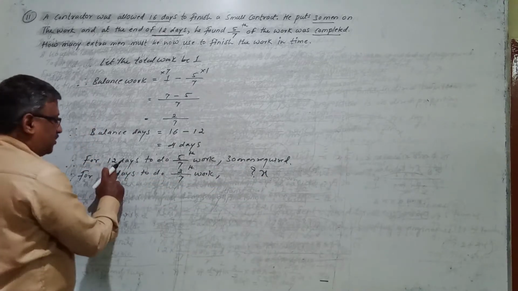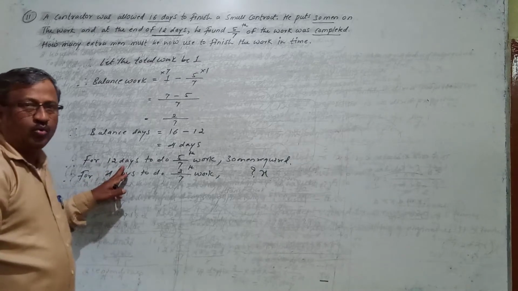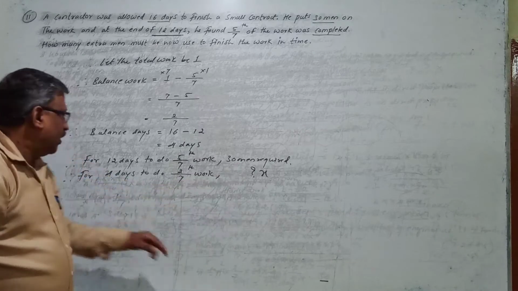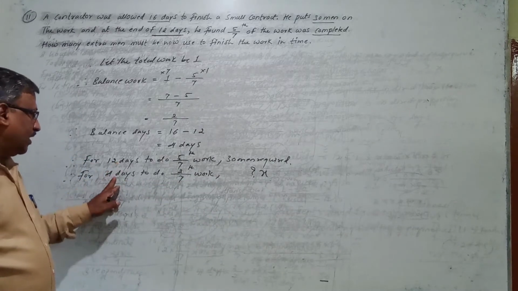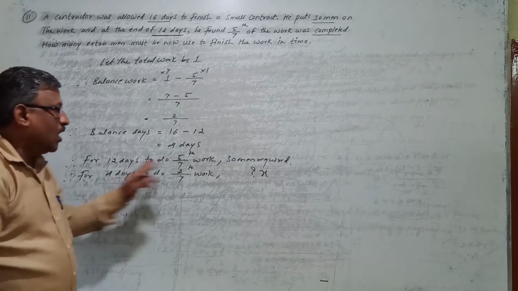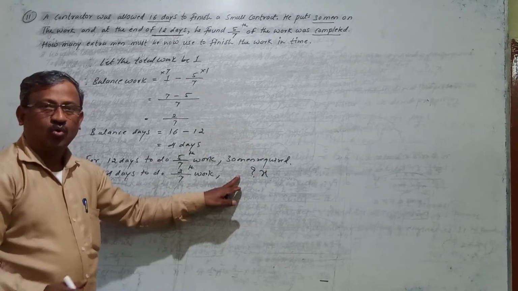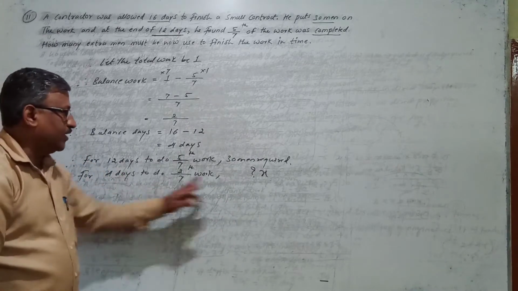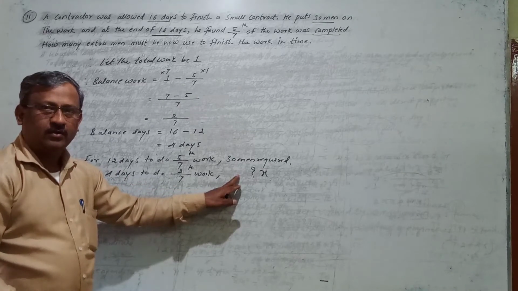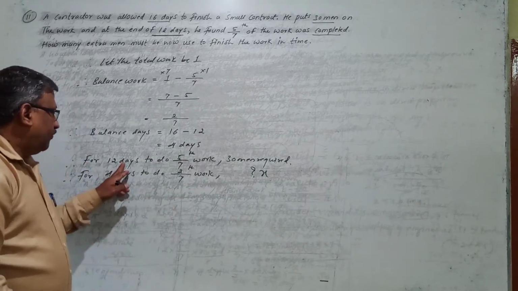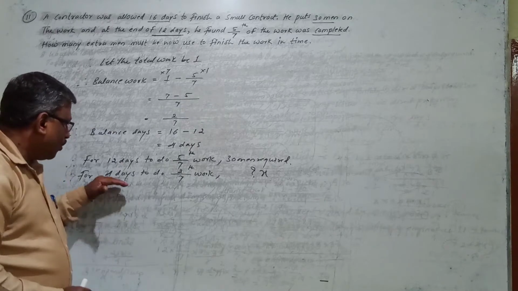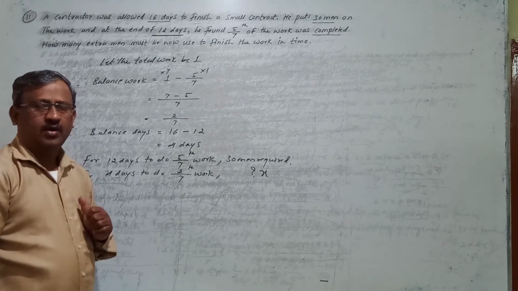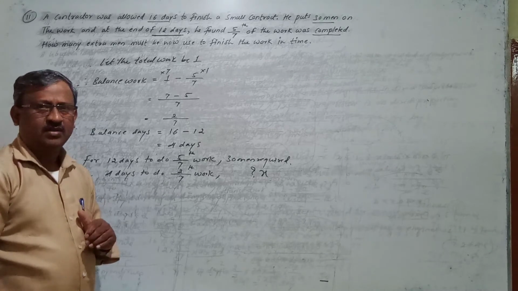So compare the days. If you want to do a work in 12 days, how many men are required? 30 men are required. So if you want to complete that work in 4 days, how many men are required? More or less? That you have to see. If you want to complete that work in 4 days, definitely more men are required, right? So here, if you want to complete the work in less number of days, more men are required. And if you want to complete the work in less number of days, right?